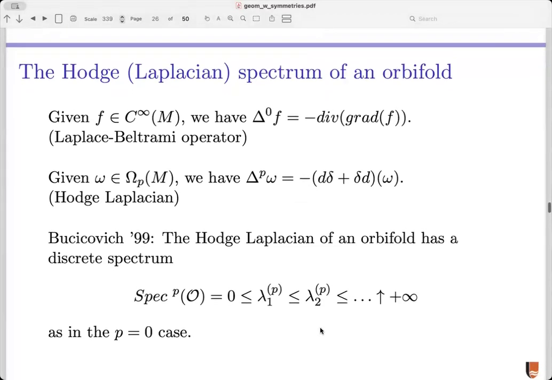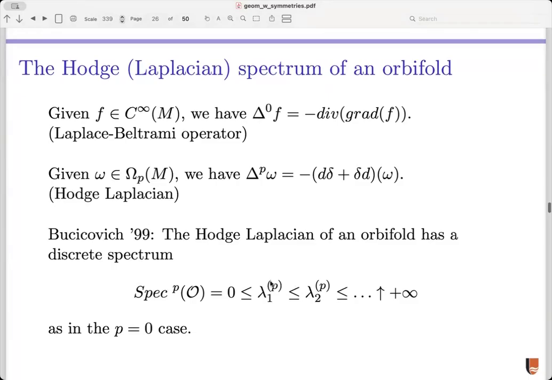In 1999, Dryden showed that the Hodge Laplacian of an orbifold has a discrete spectrum, much like the familiar spectra we're working with for the Laplace operator. I'll decorate now our spectra with little p's up here to tell us what we're operating on. If p is equal to 0, we get functions, and otherwise we're operating on p forms with the Hodge Laplacian.